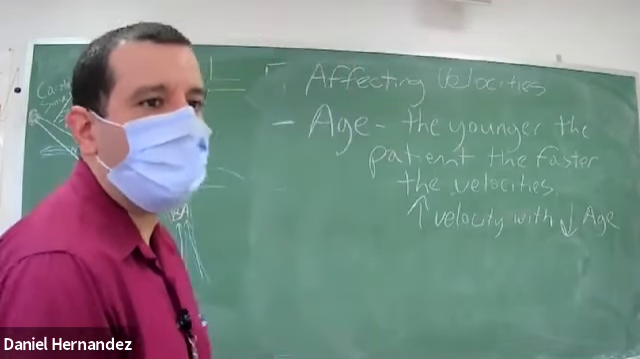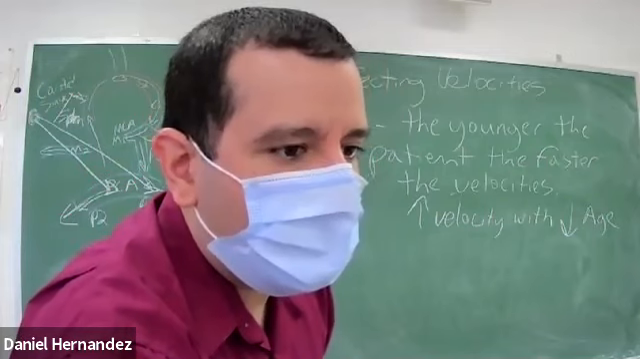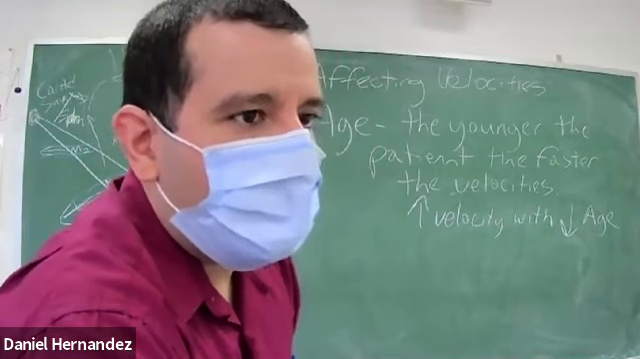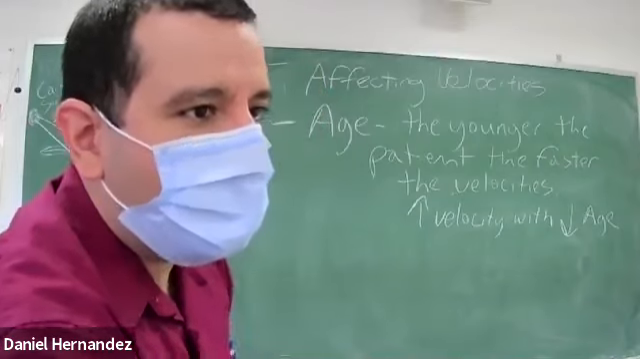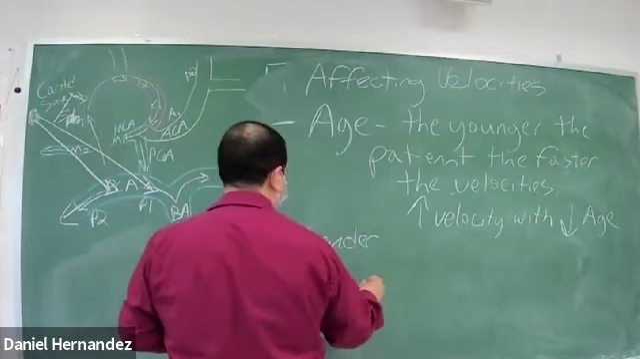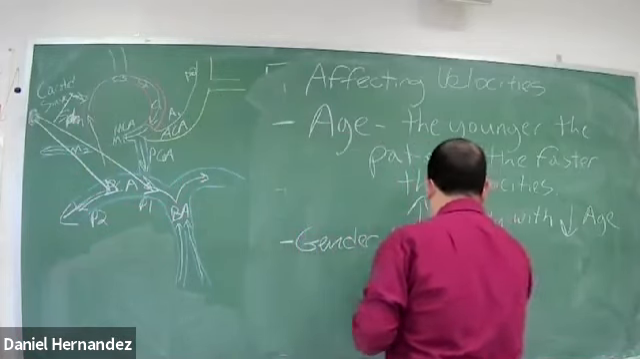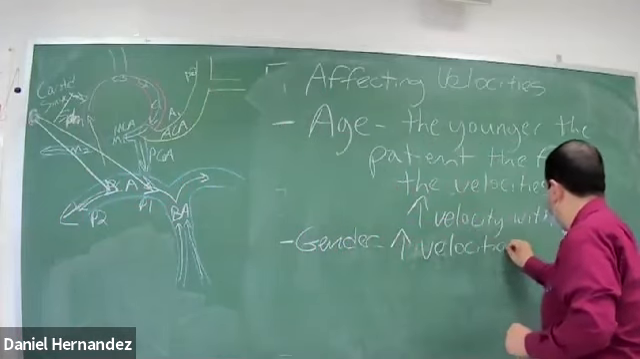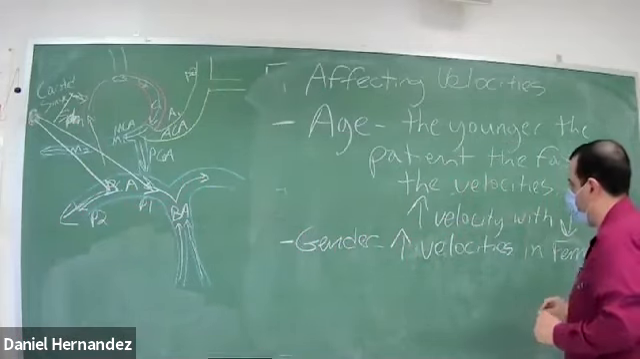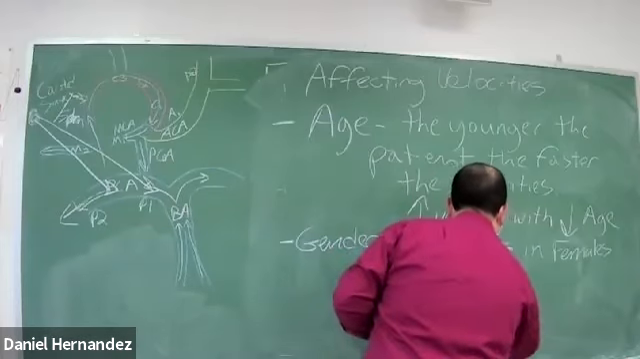Another thing that can affect blood flow velocities is gender. Cerebral blood flow velocity has been reported to be 3 to 5% higher in females. So higher velocities in females.